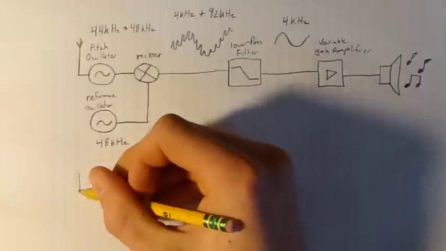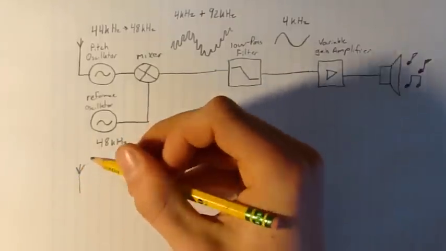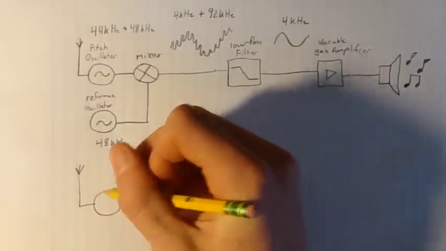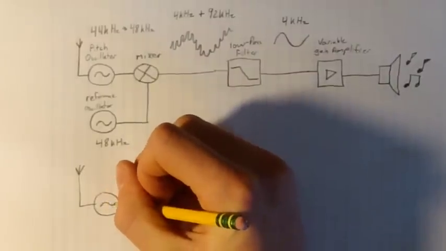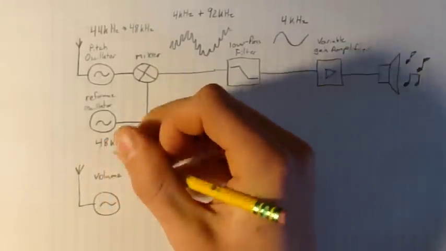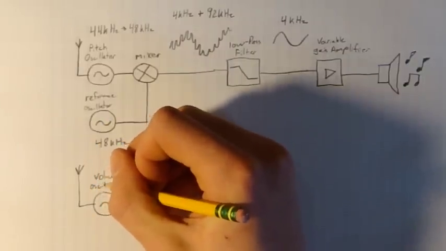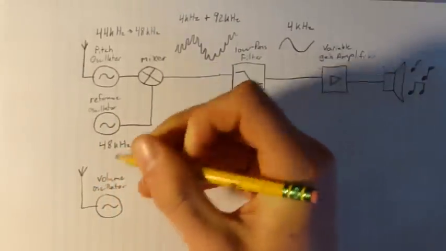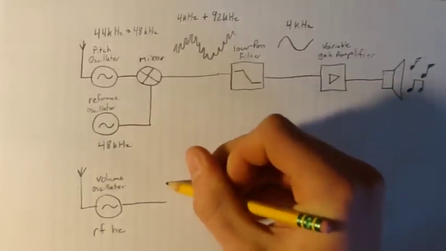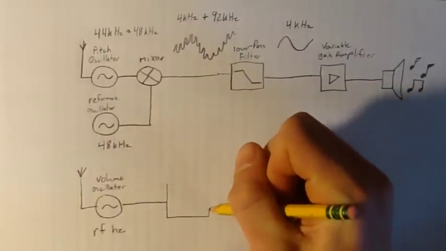Now, the volume antenna operates much the same way. It controls a volume oscillator that also operates at radio frequency. When your hand is very close to the volume antenna, it operates at a very high frequency. As you move further away, the frequency decreases. This waveform is then fed into a bandpass filter.